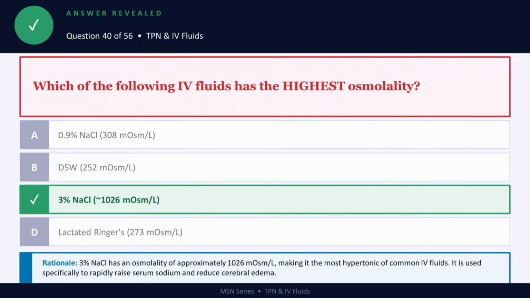Rationale: 3% normal saline has an osmolality of approximately 1026 mOsm per liter, making it the most hypertonic of common IV fluids. It is used specifically to rapidly raise serum sodium and reduce cerebral edema.